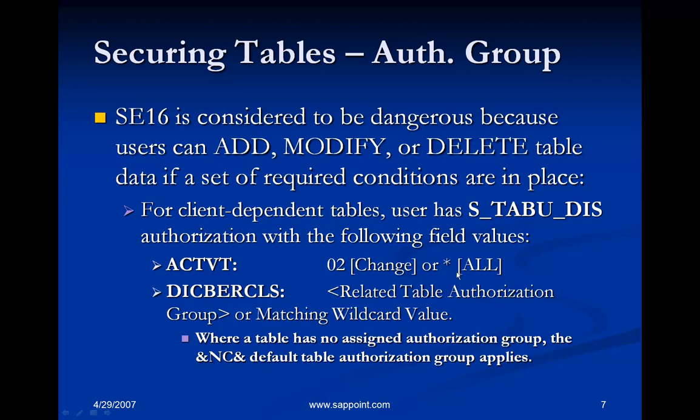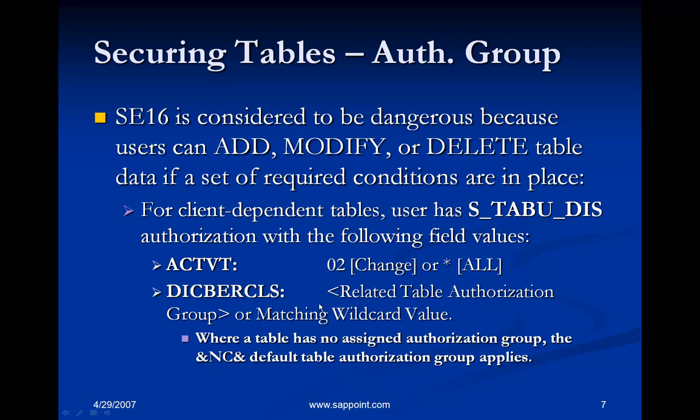So if users have access to this object S_TABU_DIS with 02 and an authorization group for the tables, or let's say an asterisk, what it means is the users can modify data in the tables directly in the production environment. So in the production system, this object S_TABU_DIS should not be assigned with the 02 value. But there is a possibility that somehow this value 02 can be assigned to S_TABU_DIS in the production environment.